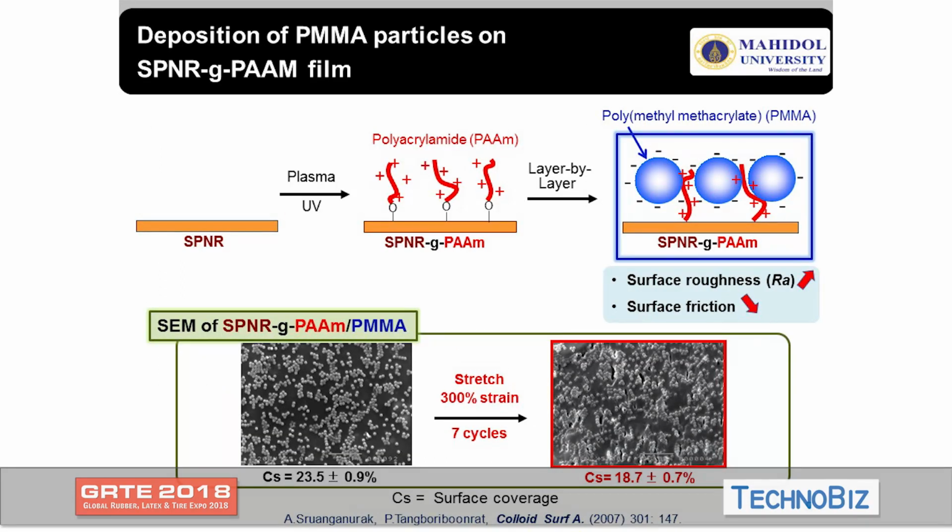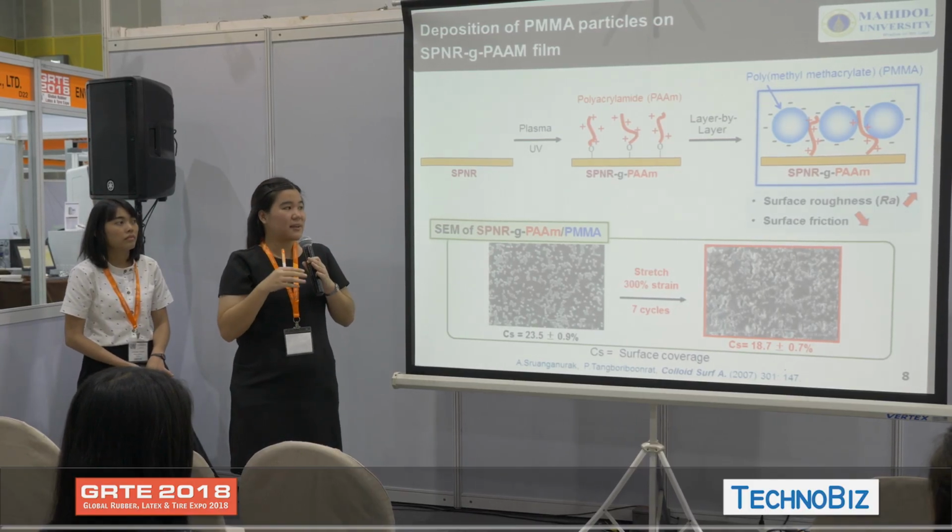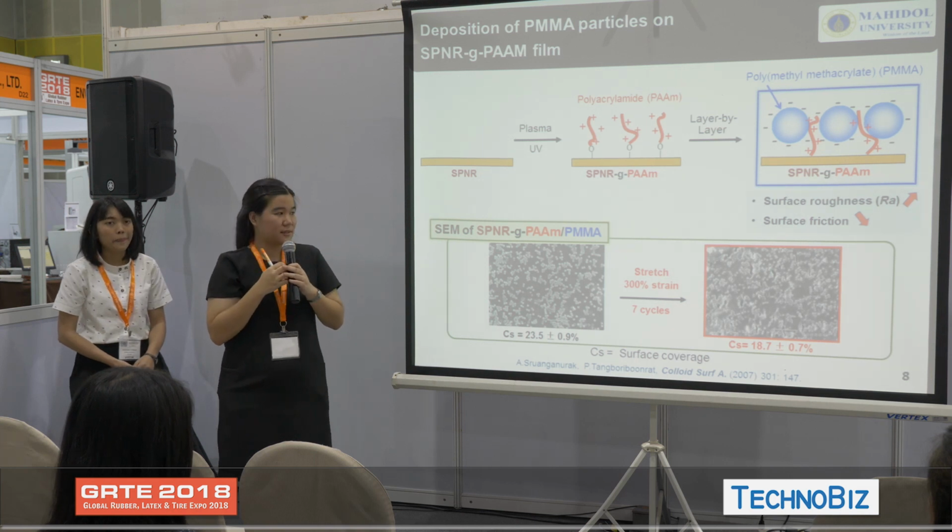So we need to mimic that system. If we want to solve the problem that I have just mentioned, we prepare hard polymethyl methacrylate, or PMMA, particles, and then deposit them onto the SPNR film. The positive charges on the SPNR film were generated by grafting polyacrylamide here in red color by applying plasma, followed by UV irradiation. And then these coated particles will increase the surface roughness, while at the same time reducing the surface friction.